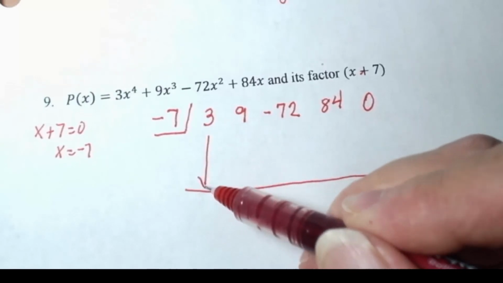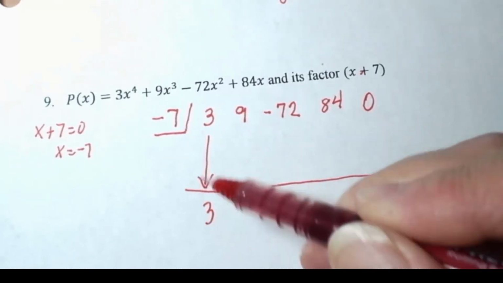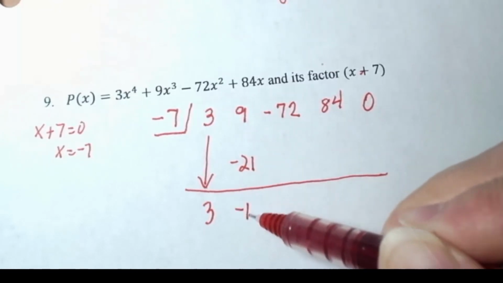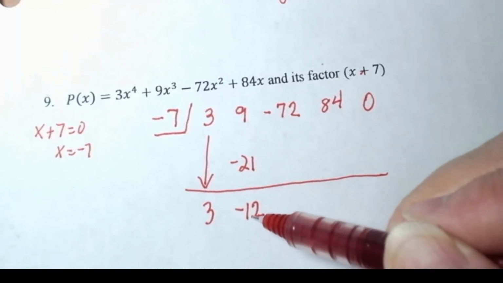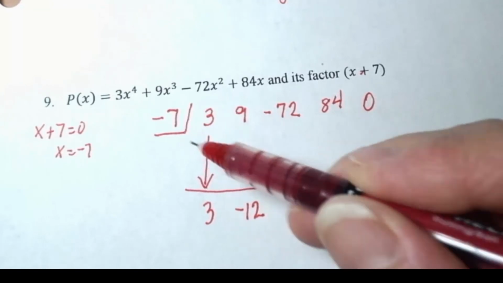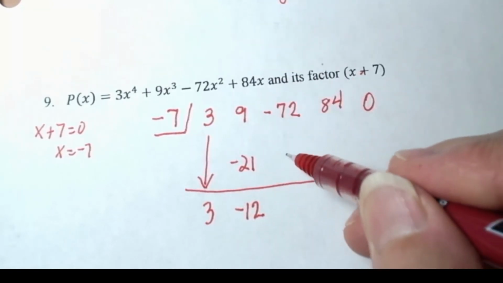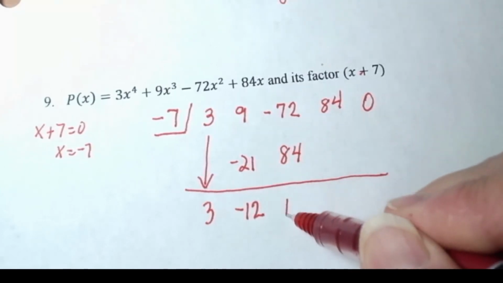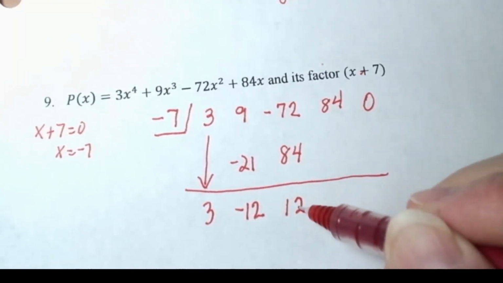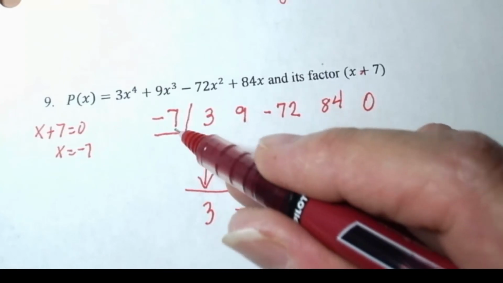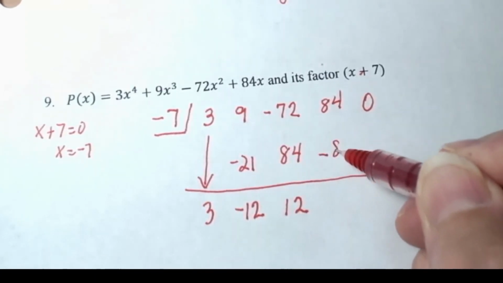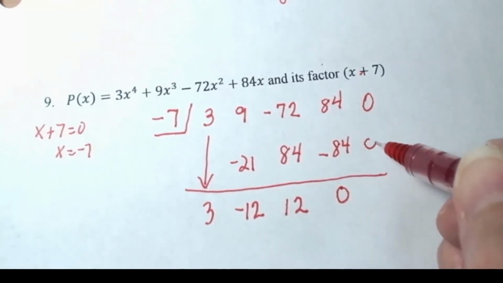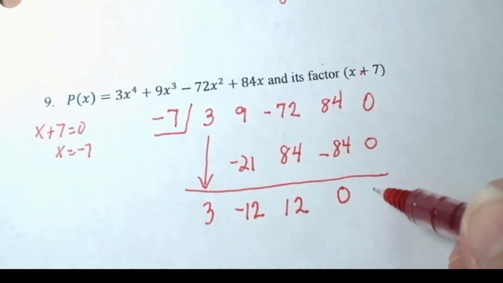Bring down the first coefficient, multiply times the negative 7, add these, and that's a negative 12, okay? Multiply this times the negative 7, which is a positive 84. Add these, that's a positive 12. Multiply the 12 times the negative 7, which is a negative 84. And we get a 0. And then we get a 0. 0 times negative 7 is 0.